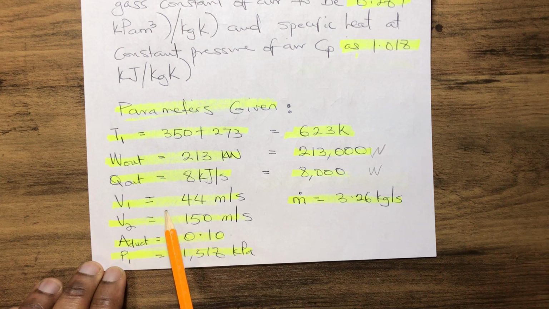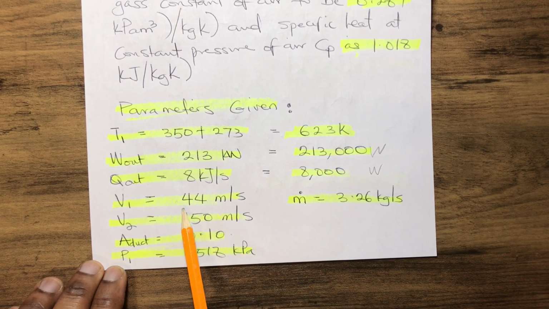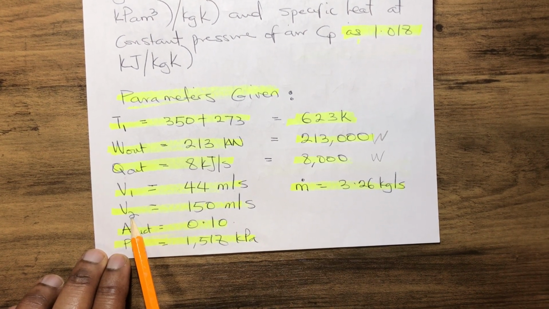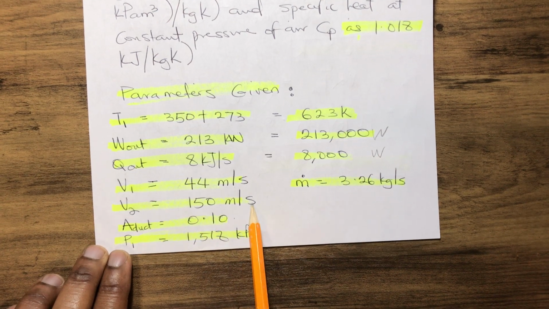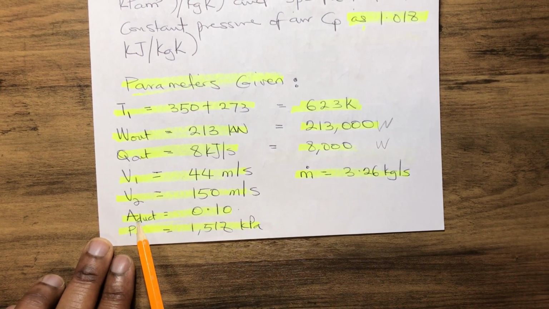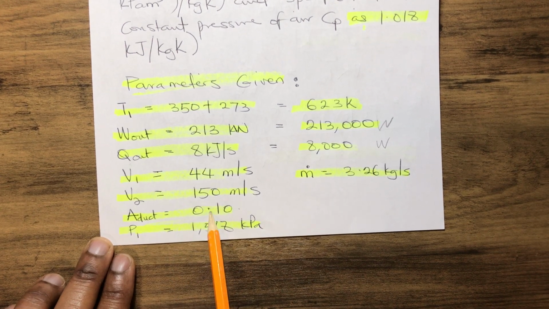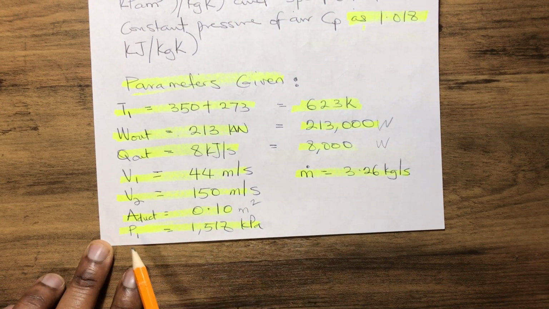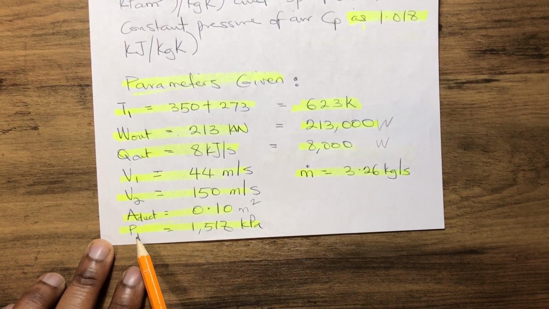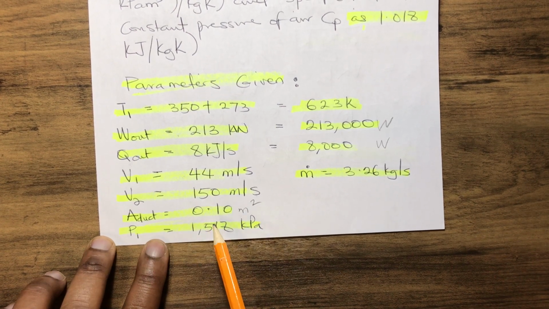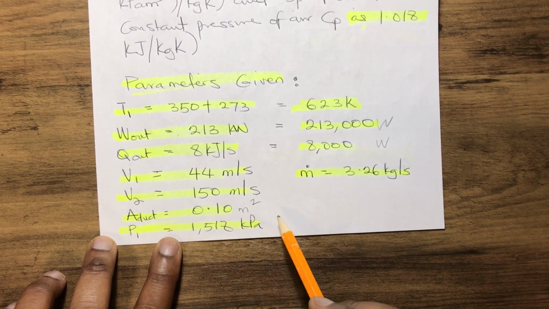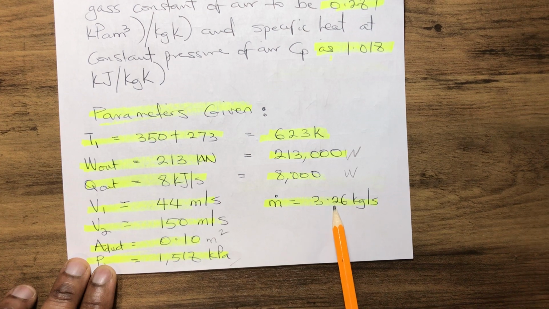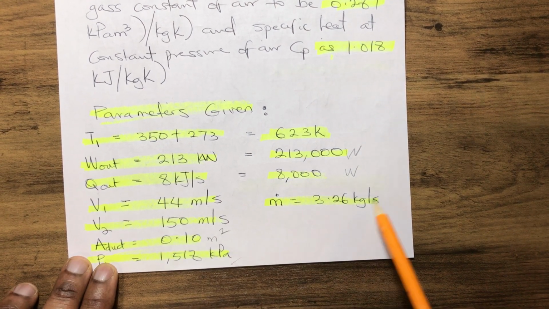Our inlet velocity of the gas at the inlet of the turbine, 44 meters per second. Our exit velocity of the gas, 150 meters per second. The area of the turbine duct given, which is 0.10 meters squared. Our inlet pressure at the inlet of the turbine, which is 1518 kilopascal given. And don't let us forget the mass flow rate, which equals 3.26 kilograms per second given.